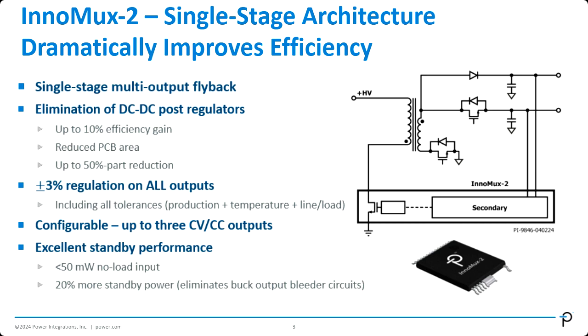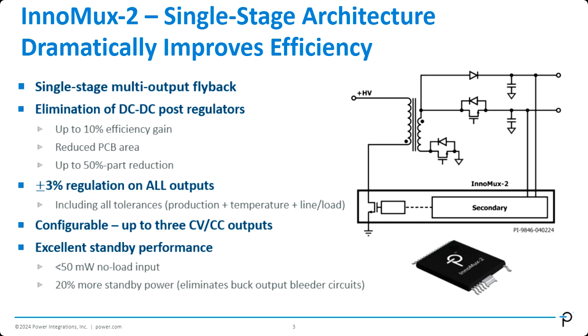So over here is the schematic of InnoMux-2 again. And as you can see, it's a single stage, single chip offline flyback switcher specifically designed for multi-output flyback. And we have only one stage of power conversion over here. That is the main flyback stage. And yet we have two outputs, and each individually regulated, accurately regulated, independently regulated too. So we don't need any DC to DC post-regulators, as you can see on the schematics here.